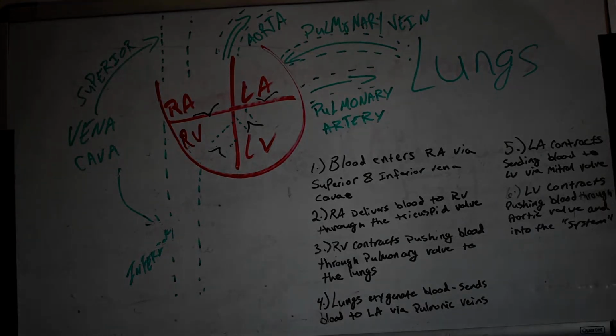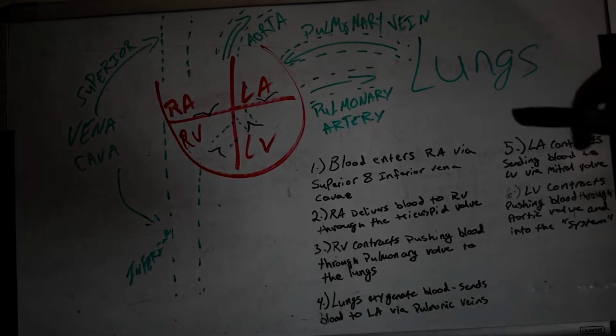Also very important. Blood flow throughout the human system is always meant to be one way. Whether we're in the heart or we're in an artery in a skeletal muscle or in the lungs, wherever we are, blood flow should be one way.